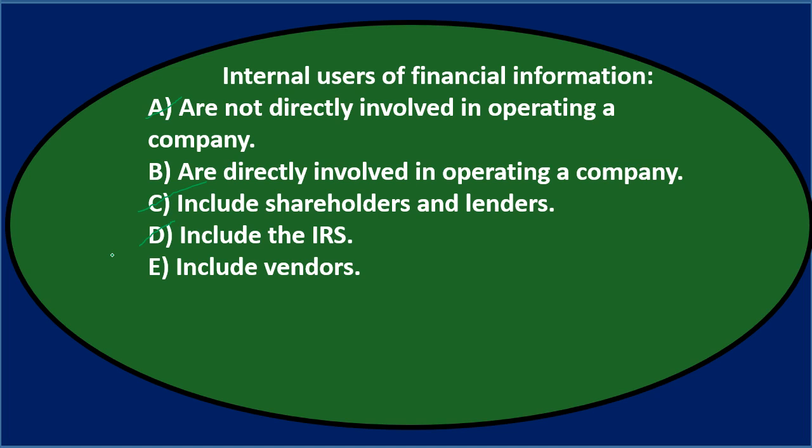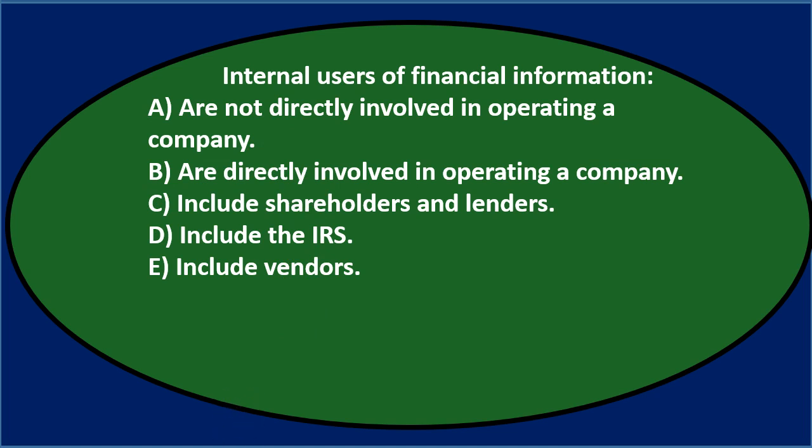Internal users of financial information, either B, are directly involved in operating a company, or E, include vendors. And the fact that A and B contrast each other fairly closely would make me think that it's one of those two, and B just sounds like the best answer. They are directly involved in operating the company. That's including management. So usually when we think of internal users, we're thinking management. We're going to keep it final answer B, internal users of financial information are directly involved in operating a company.